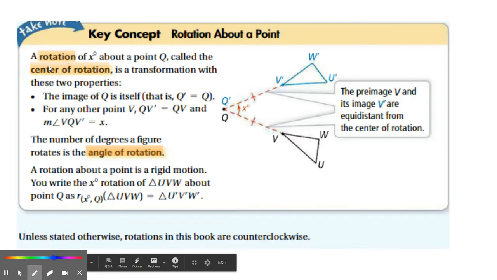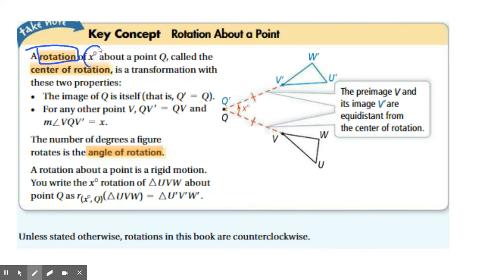Okay, so when you define a rotation, you need two things. You need a degree at which you're rotating about and a point that is called your center of rotation. Now, for our purposes, we will be using the origin as the center of rotation, unless you're in honors, and I'll show them that.